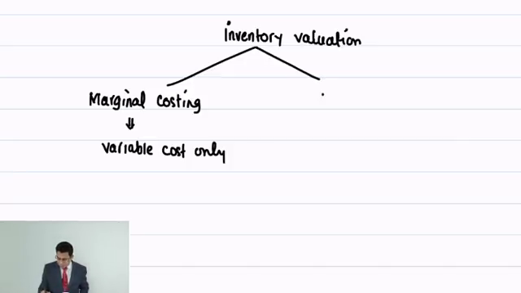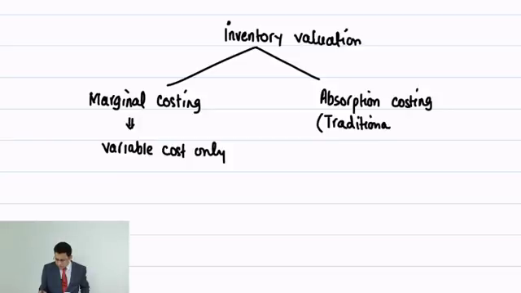Whereas as per absorption costing, sometimes examiners call absorption costing a traditional system. I will explain why they call it the traditional costing system. It is made up of full or total cost.